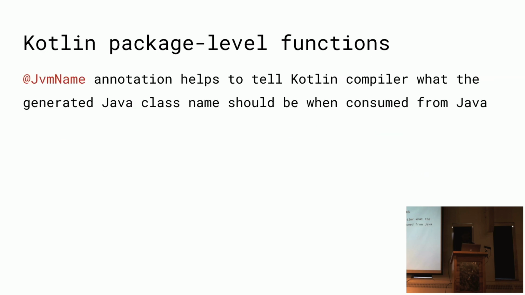So to fix this, there is an annotation called JvmName, and it's an annotation that tells the Kotlin compiler what the name of the class should be when it generates it.